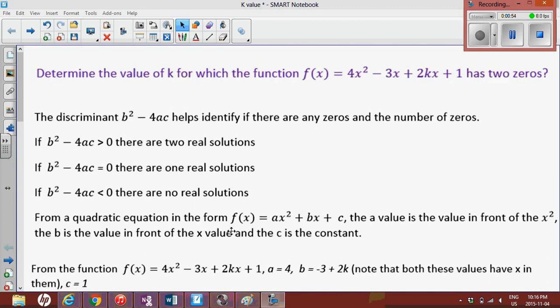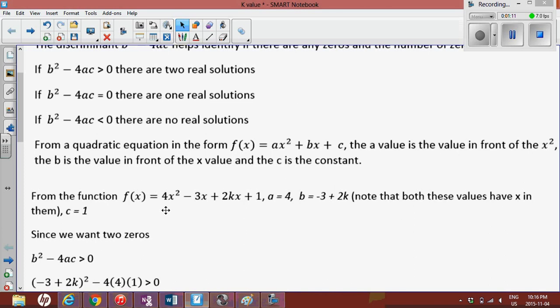So for a quadratic in the form f(x) = ax² + bx + c, a is the value in front of the x², b is the value in front of the x, and c is the constant. So if you look at the function f(x) = 4x² - 3x + 2kx + 1, a is just 4 because it's in front of the x². b is actually negative 3, which is right in front of the x. There's an x here as well, and it's also plus 2k, so this is another part of b. And then c is just 1.